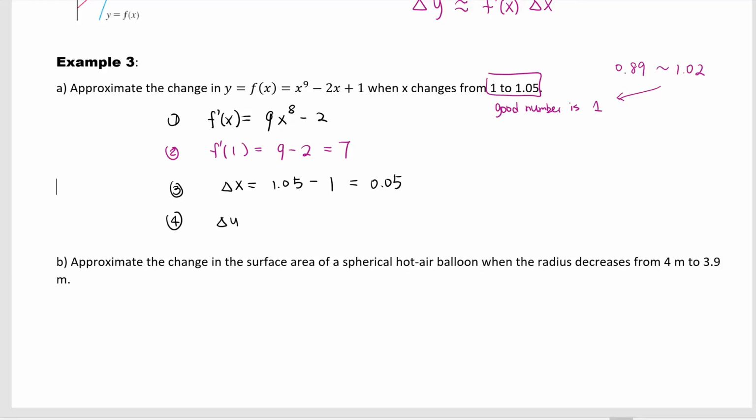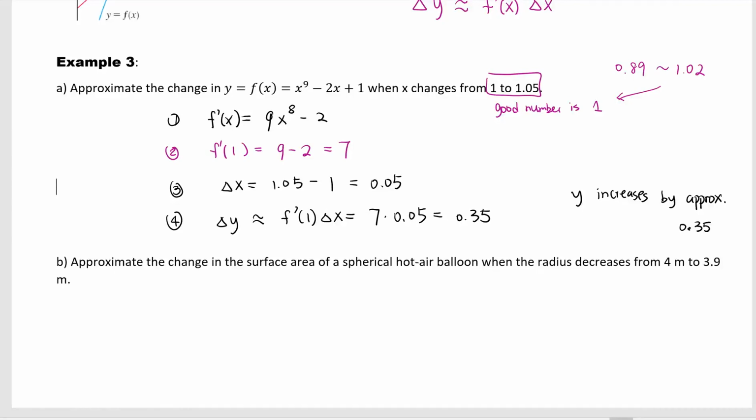Finally, change of y is approximately f prime of 1 times change of x. f prime of 1 is 7. Change of x is 0.05. So we get 0.35. Because it's positive, we say y increases by approximately 0.35. Okay, so that's how we answer it. So far, so good, everybody?